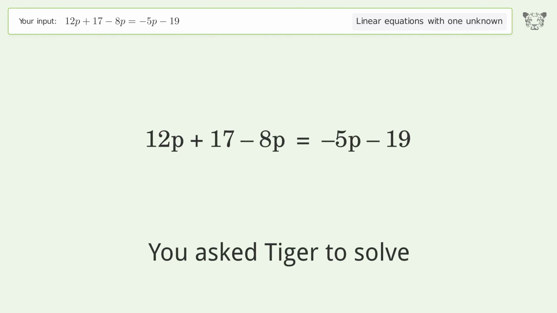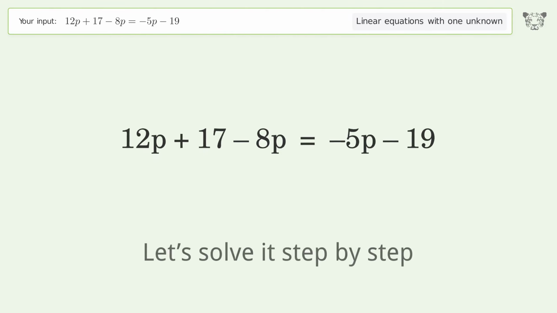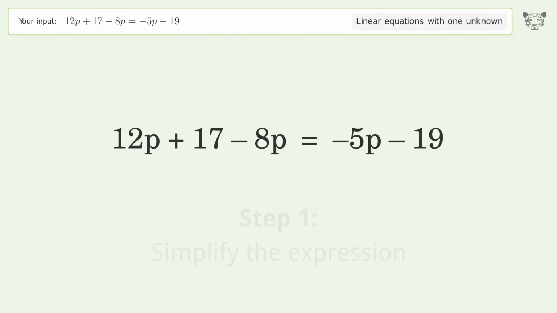You ask Tiger to solve. This deals with linear equations with one unknown. The final result is p equals -4. Let's solve it step by step. Simplify the expression. Group like terms.